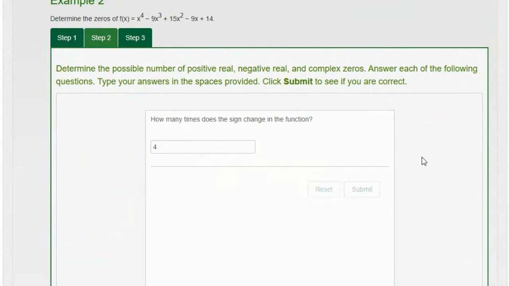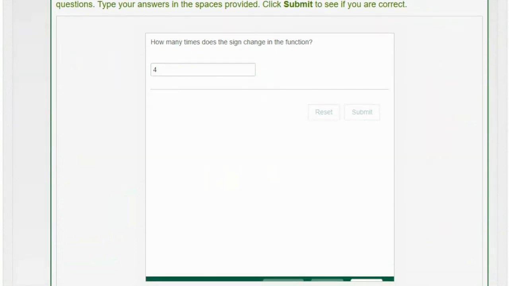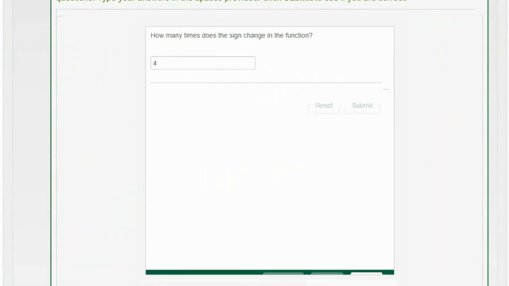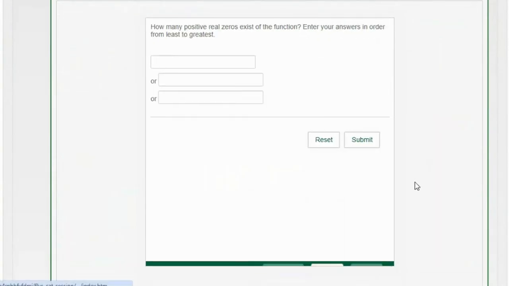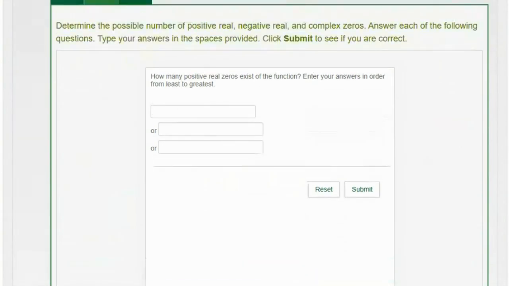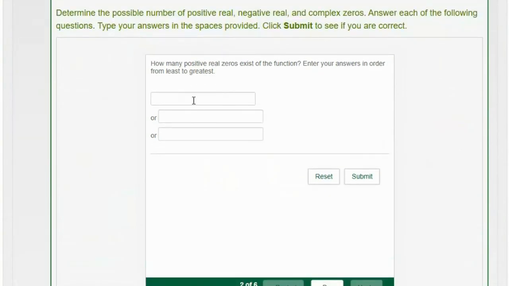This is a great little exercise for you to walk through if you are struggling with this as well. It's right here at page 2. All right, let's go down to the next one. How many positive real zeros exist from least to greatest?